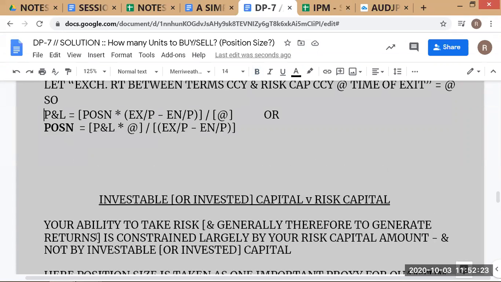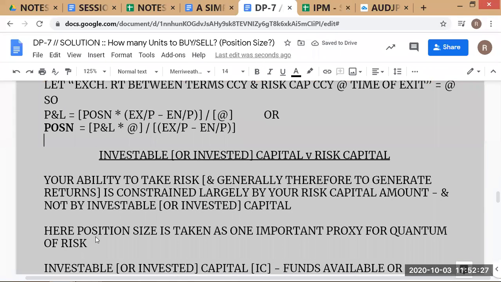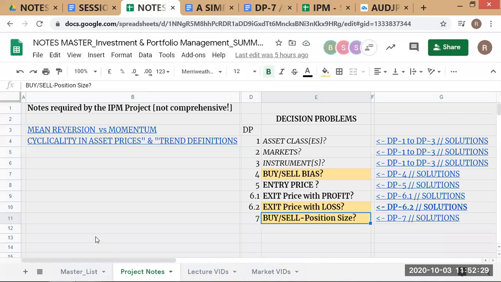All right, so this completes the discussion now. So DP7 discussion is completed, and this is what we are doing. Since we are not recapping the pyramiding discussion right now, what we have discussed is the buy-sell of the initial position size.